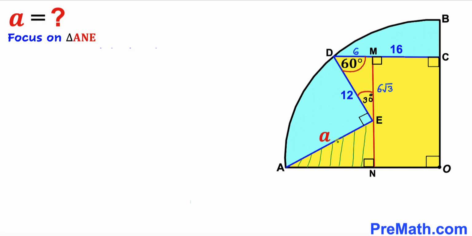Here's our next step. Let's focus on the other right triangle, ANE. We know that the whole straight angle is 180 degrees. This angle is 30 degrees, and this angle is 90 degrees, so this angle is going to be 60 degrees. And we know this angle is 90 degrees, so this angle has got to be 30 degrees. So once again, this is our special 30-60-90 triangle.